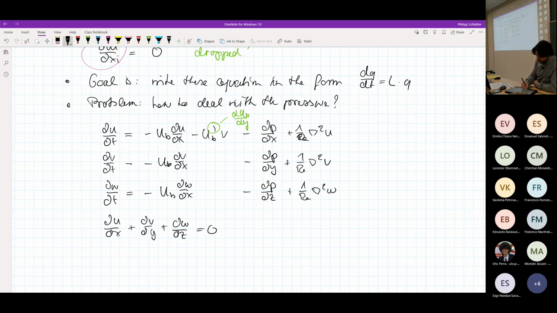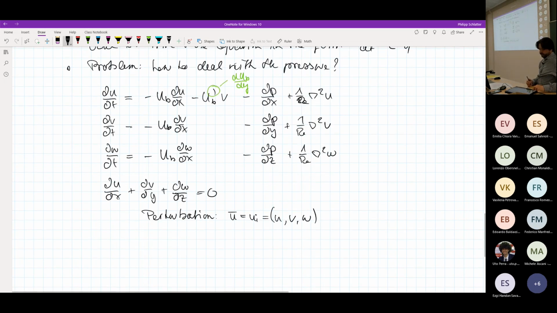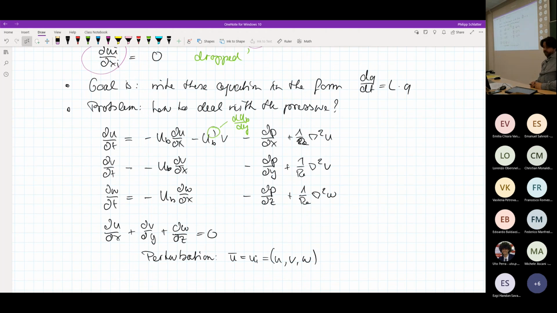This we would like to solve for our perturbations, the vector u or u_i, which is just u, v, and w. But we have the problem of the pressure. Because again, keep in mind, we would like to write it in this form here: dq/dt equaling L times q. But now we have this kind of weird continuity equation plus the pressure.